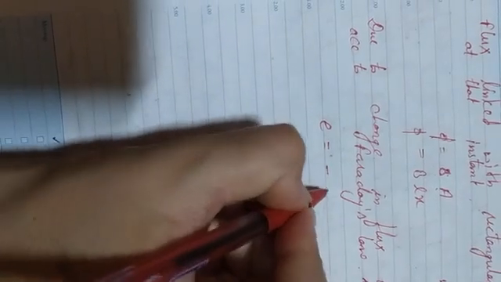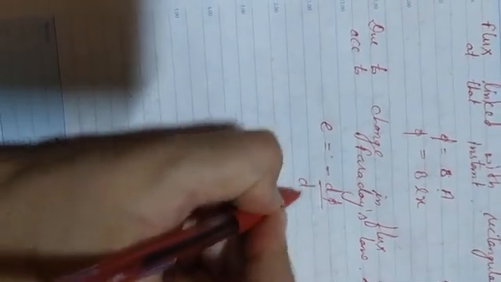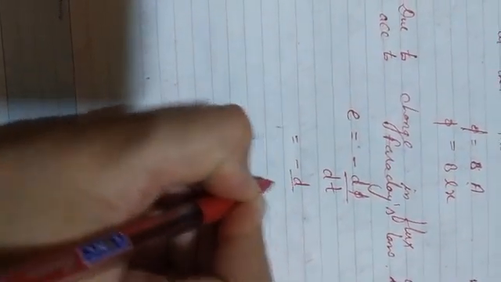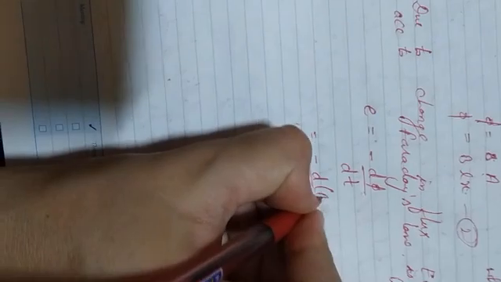Then the induced EMF we can write as E equal to minus d phi by dt. This I told you, that is the second law of Faraday. E, the induced EMF, equals minus d phi by dt, and phi is the magnetic flux. Now put the value of magnetic flux. After putting it here, from this relation we can put the value of phi as BLX. Clear now? E is the induced EMF.